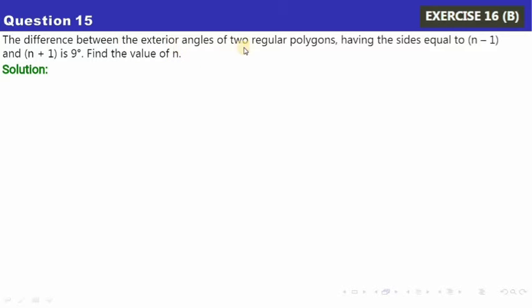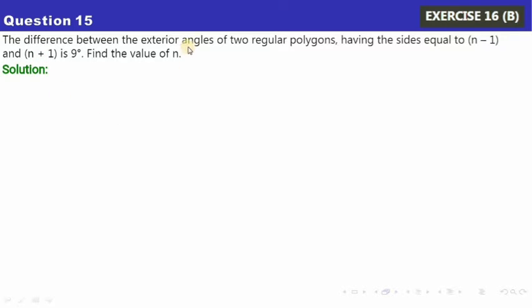So there are two regular polygons, and out of them one is having n-1 sides and the other one is having n plus 1 sides. Now obviously the one which is having fewer sides, that is n-1, will have more exterior angle. I mean to say, the measure of the exterior angle will be more. And if the number of sides is more, then the measure of the exterior angle will be less.